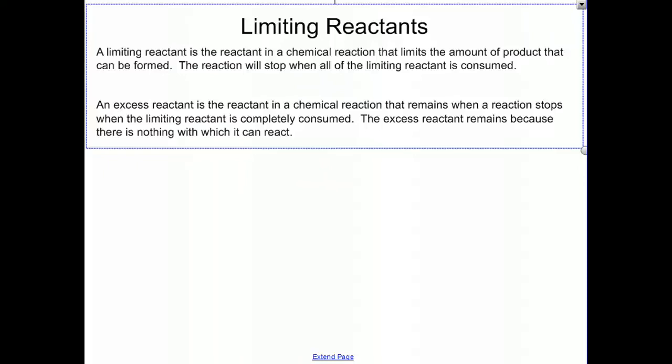Okay, let me explain limiting reactants. A limiting reactant is simply a reactant in which the chemical reaction limits the amount of product that can be formed. So in other words, the reaction will stop when all of the limiting reactant is consumed. On the other hand, an excess reactant is the reactant in a chemical reaction that remains when a reaction stops because the limiting reactant is consumed. So the excess reactant remains because there's nothing for it to react with.